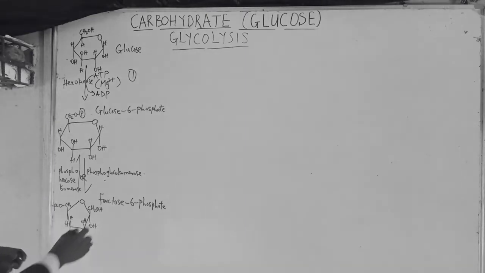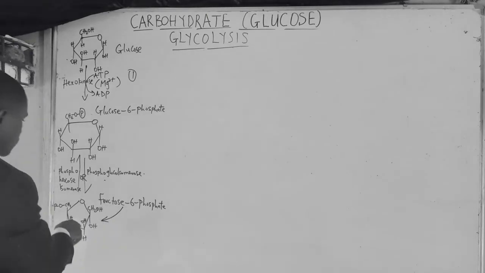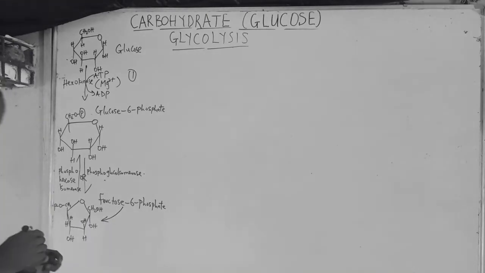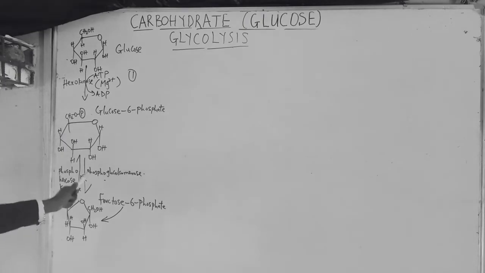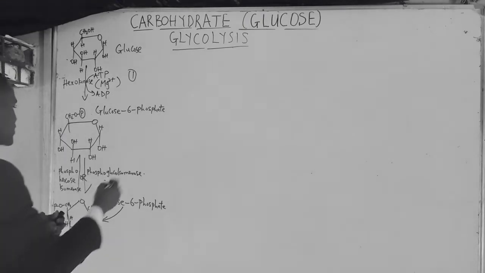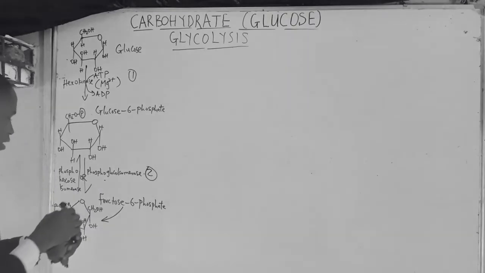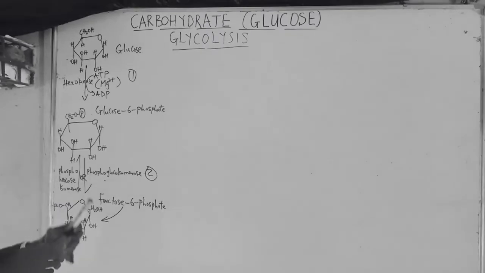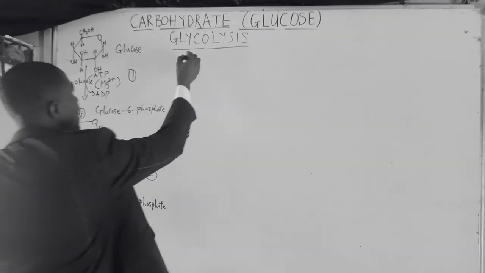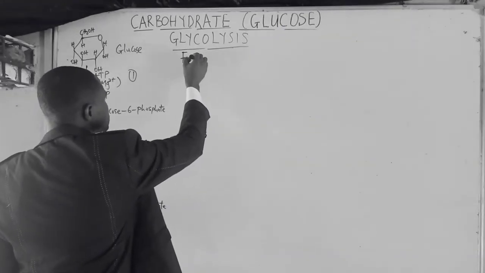So, this is what we call fructose phosphate. This glucose phosphate was successfully converted by this enzyme to fructose phosphate. You can see that in this second stage, there is no cofactor required and no coenzyme required. Only the enzyme is required for this conversion. Then from here, we continue. We have fructose phosphate.